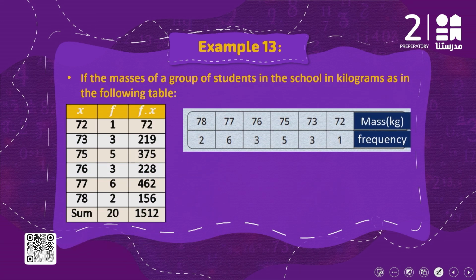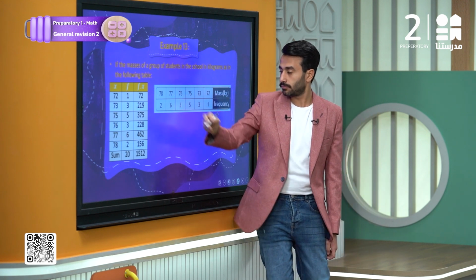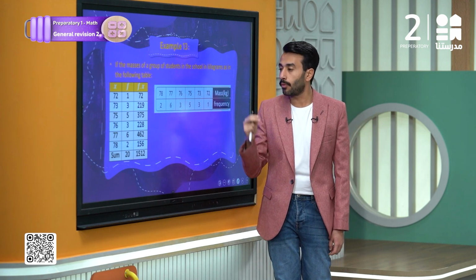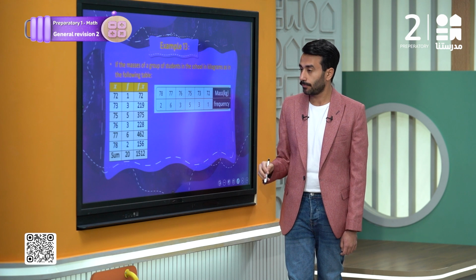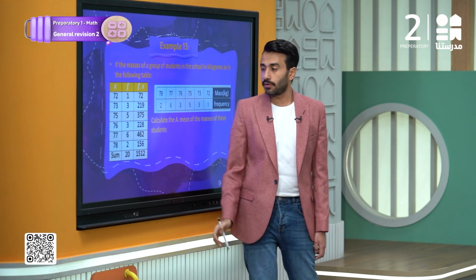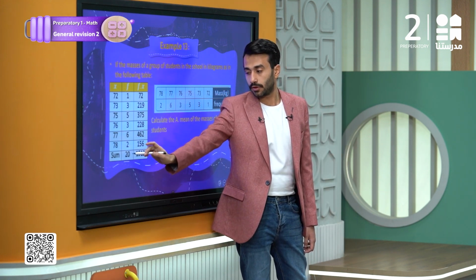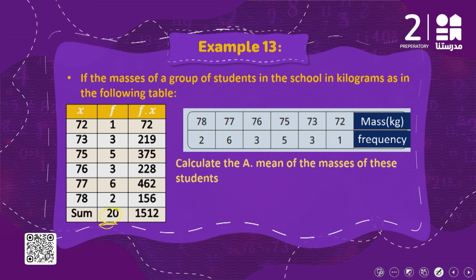If the masses of a group of students in the school in kilograms are as in the following table. Can you remember if you have these values for the mass? This is the frequency, it means how many times each value is repeated. We just put this table to find the mean. You write the values of X, write how many times it's repeated and its sum, and then you multiply 71 by 1, 72 by 3, and so on for all of them, finding the sum of all of this. Then to find the mean, you just take this value divided by 20.